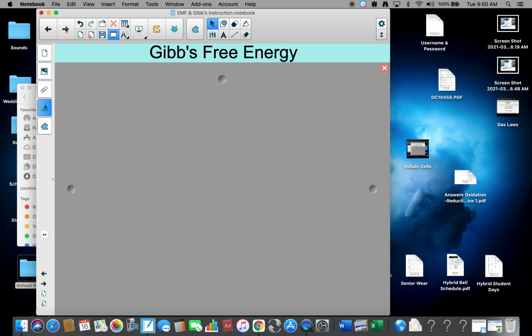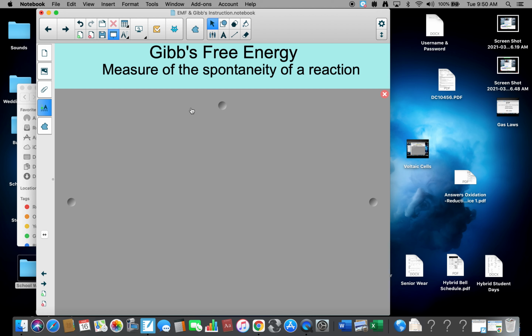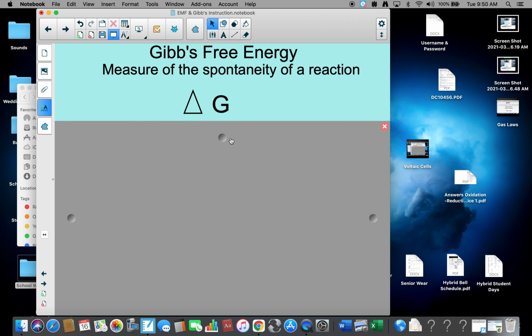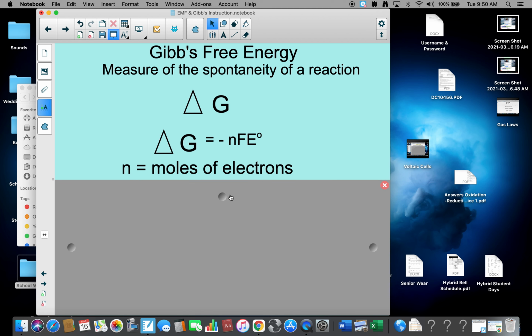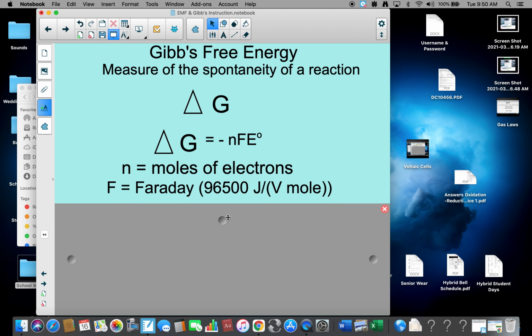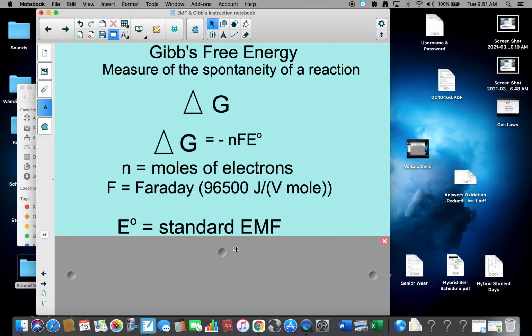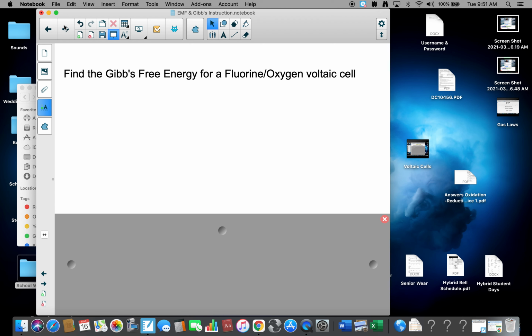All right, so one other thing we're looking at real quick, and that's Gibbs free energy. It measures the spontaneity of a reaction. We talked about that earlier when we talked about thermodynamics. Our value again is delta G, but the equation this time: delta G is equal to negative N times F times E prime, where N is the number of electrons, F is the Faraday constant, 96,500 joules per volt mole, and E is the standard EMF.